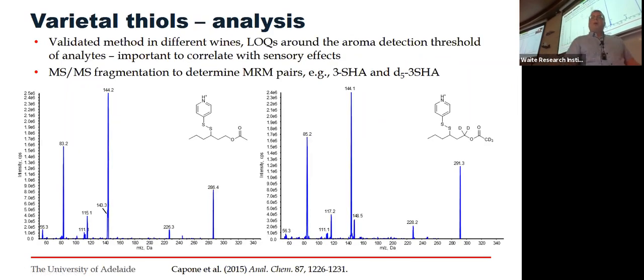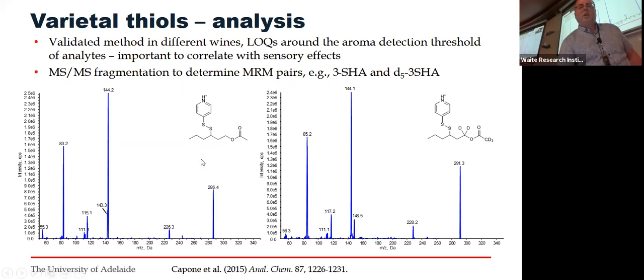This is what I'm talking about in terms of doing a multiple reaction monitoring method. We validated this method, and there are certain steps to go through. It was important that the limits of quantification sit around the aroma detection thresholds of these compounds, so that small changes that may affect aroma, we can detect with our method, which is great. And then the tandem mass spectrometry means we can do multiple reaction monitoring.